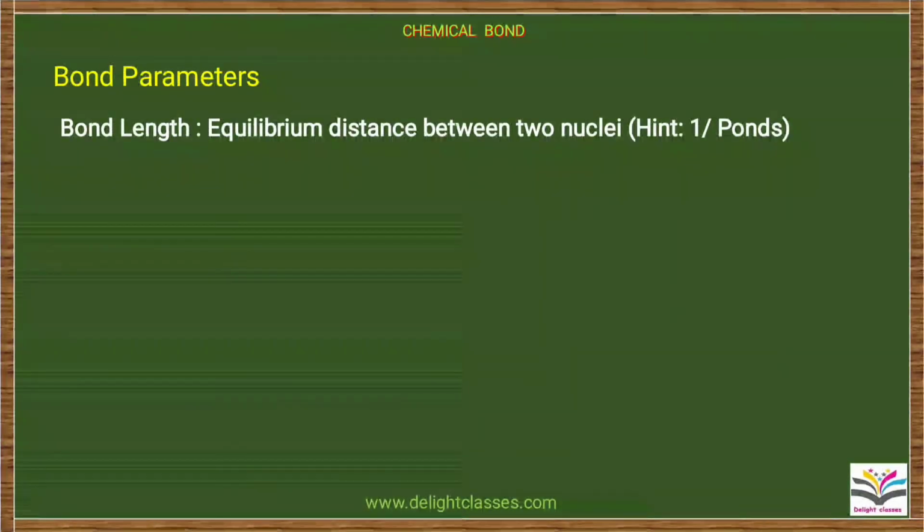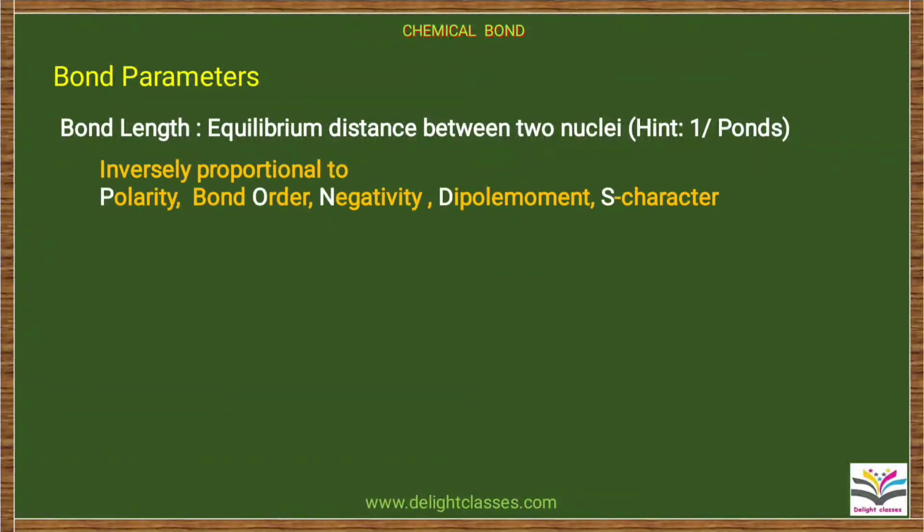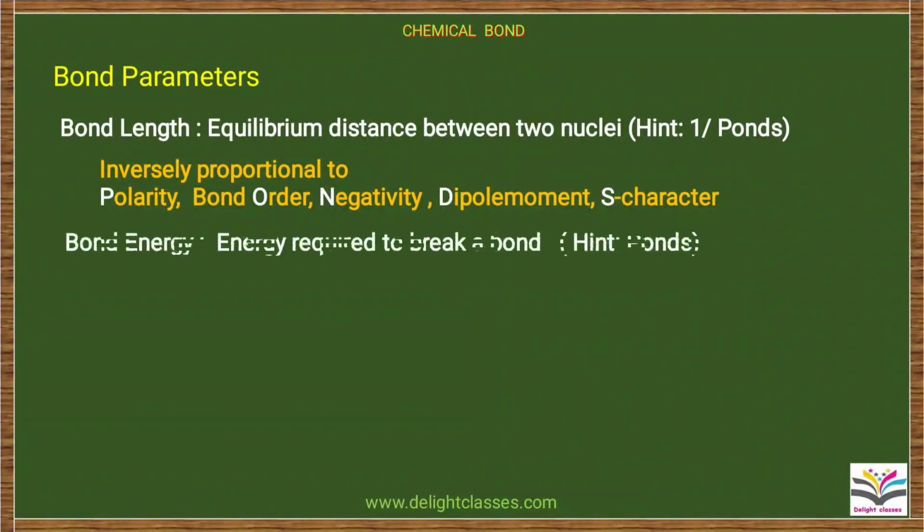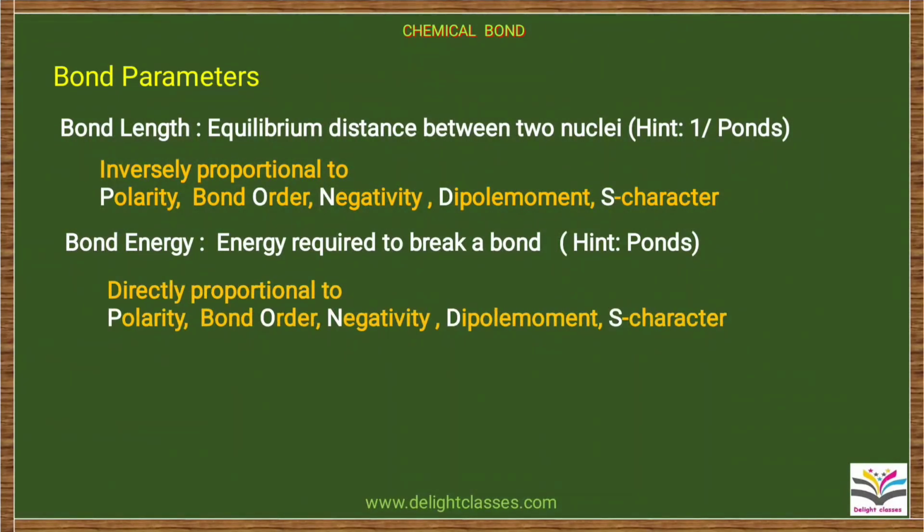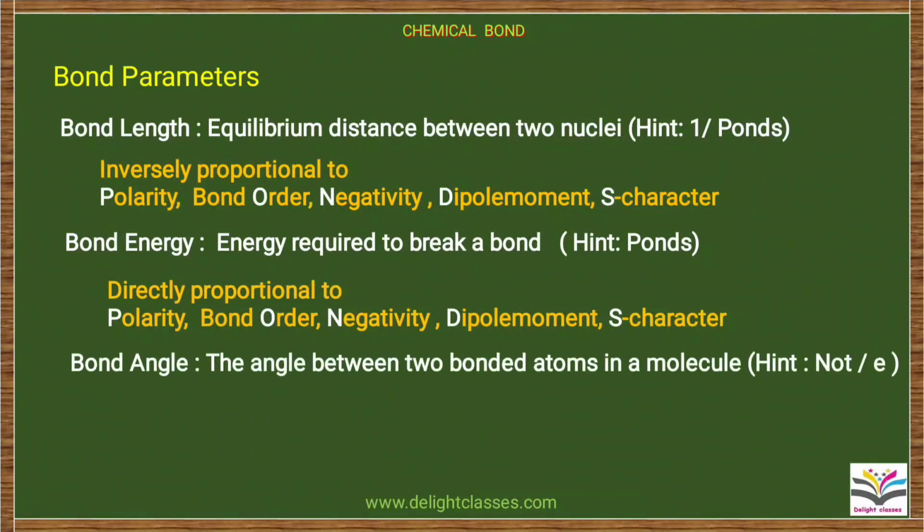Bond parameters. Bond length: equilibrium distance between two nuclei. Hint, 1 by bond strength. Inversely proportional to polarity, bond order, electronegativity, dipole moment, s character. Bond energy: energy required to break a bond. Hint, bond strength. Directly proportional to polarity, bond order, electronegativity, dipole moment, s character.